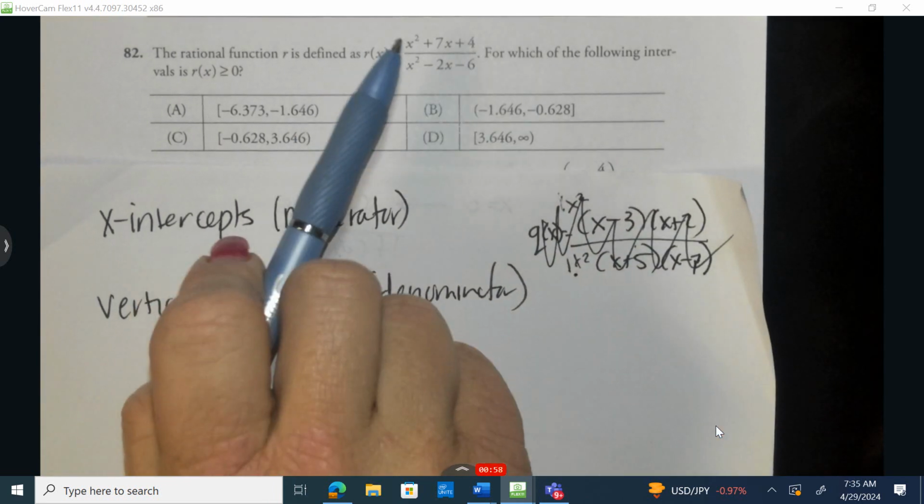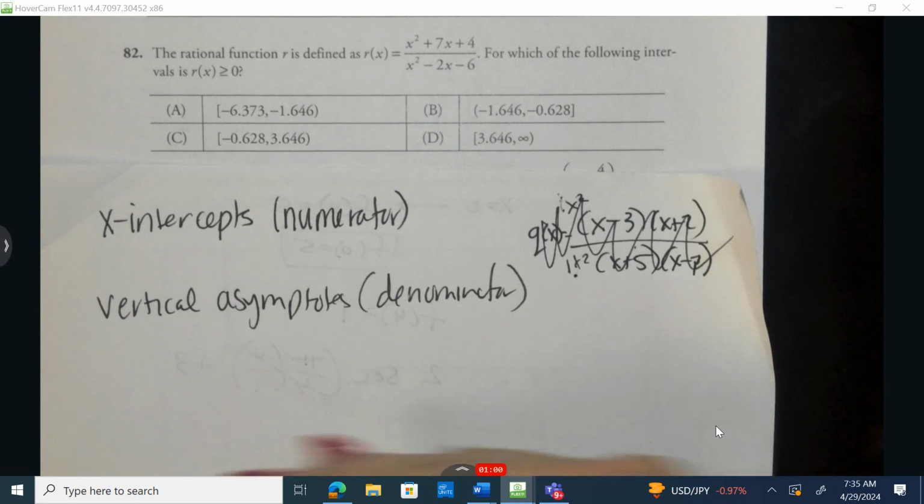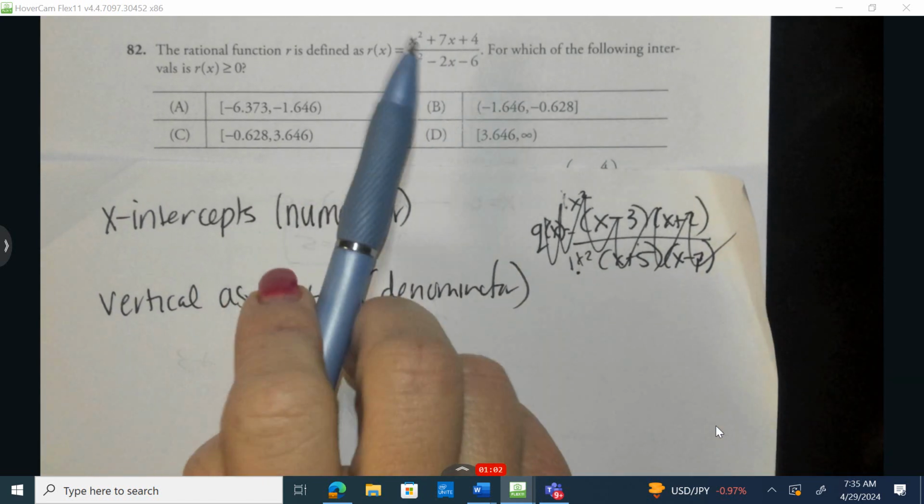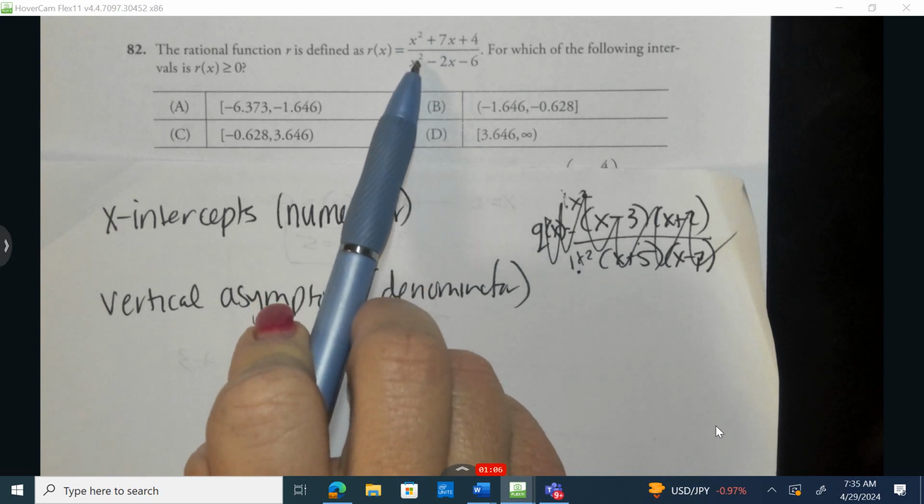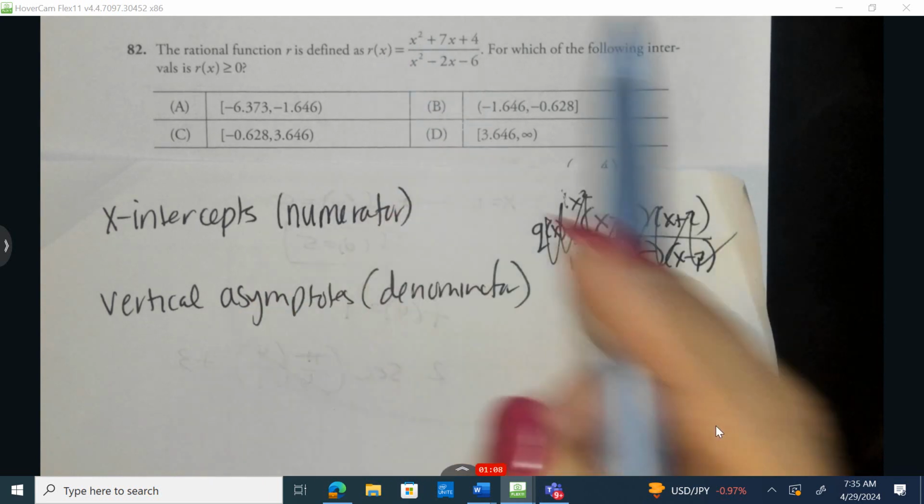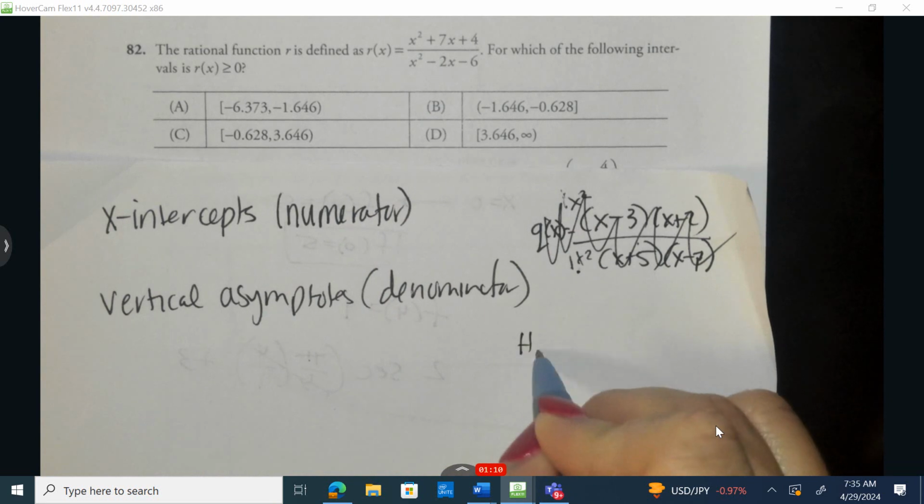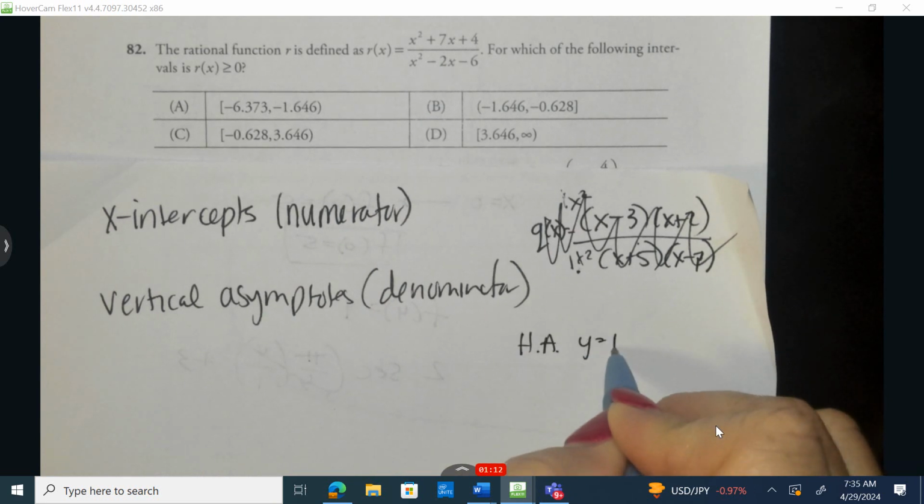Now, again, we can see we have a horizontal asymptote of y equals 1. Why? Because we have the exact same degree, so then we divide the values in front. So I'm going to write down horizontal asymptote of y equals 1.